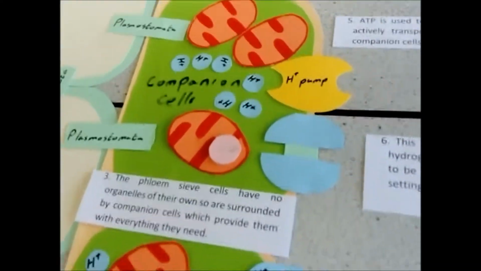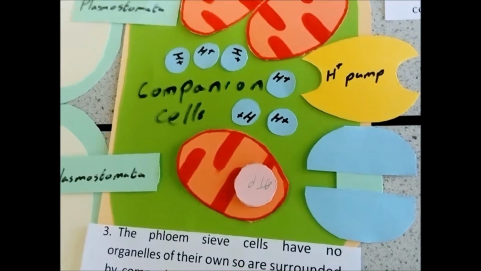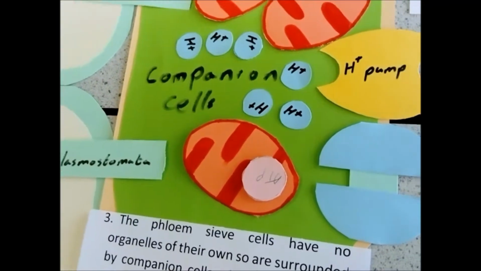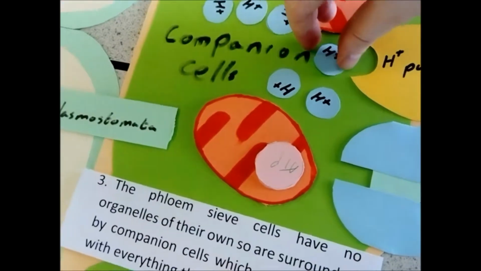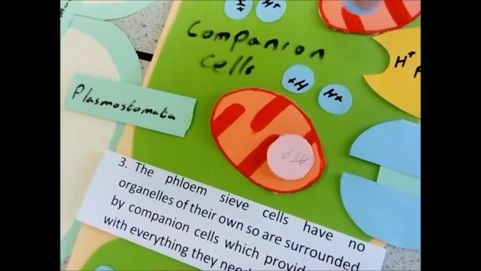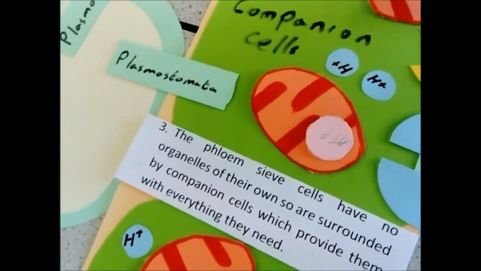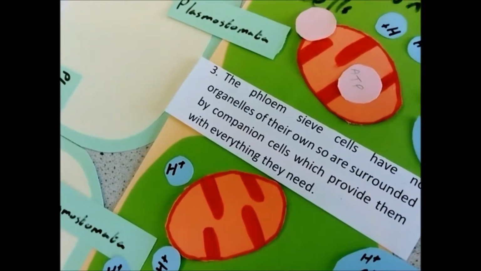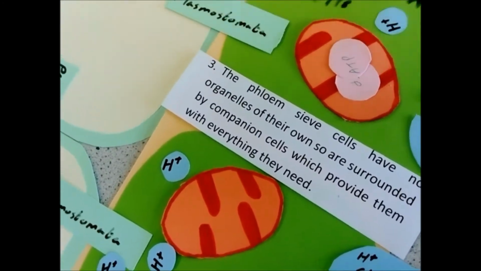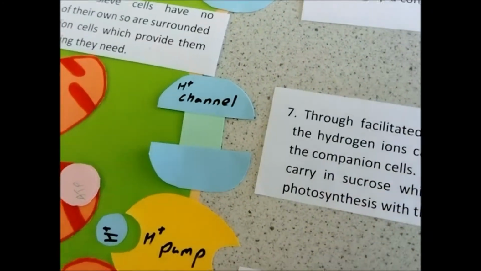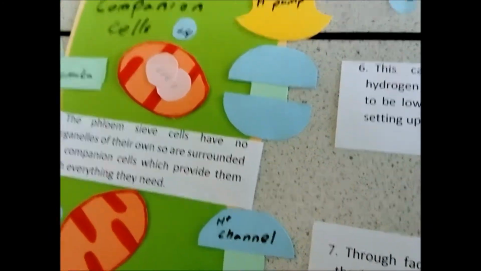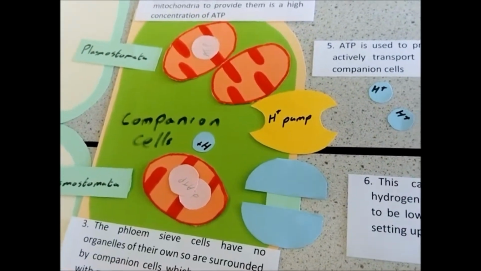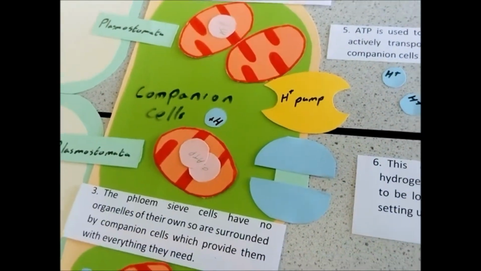So the ATP is used to provide energy for a hydrogen pump to actively pump hydrogen ions out of our companion cells. So the hydrogen ions are going to be actively transported out due to lots of ATP being produced by the mitochondria. So this causes a concentration gradient. The concentration of hydrogen ions outside will be higher than the concentration inside.